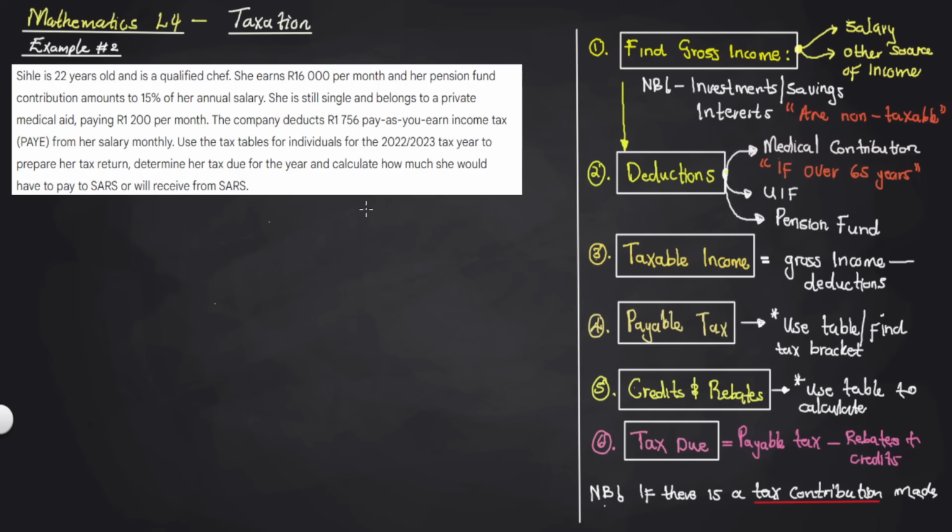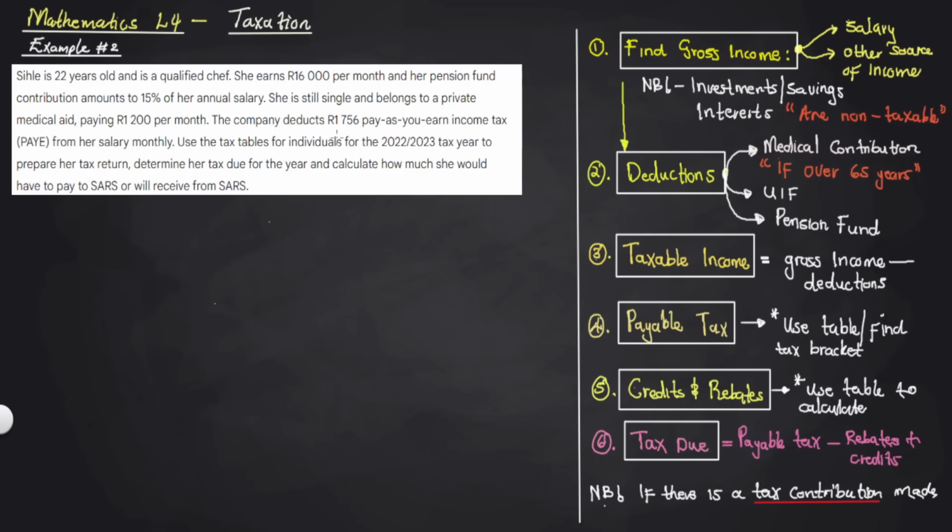Keep in mind, we work with annual values or annual amounts. So we need to multiply that by 12. And her pension contribution amounts to 15% of her annual salary. She is single and belongs to a private medical aid paying this much. Now, since we're less than 65 years, the medical contribution is not going to be considered. The 1,200 I'm going to ignore, but instead we're going to consult a table.